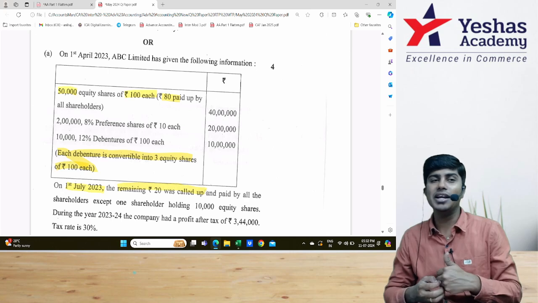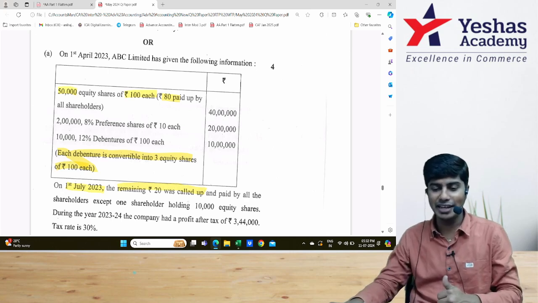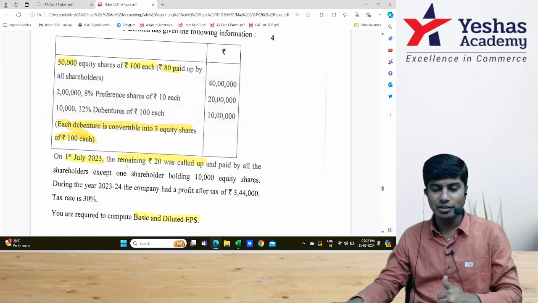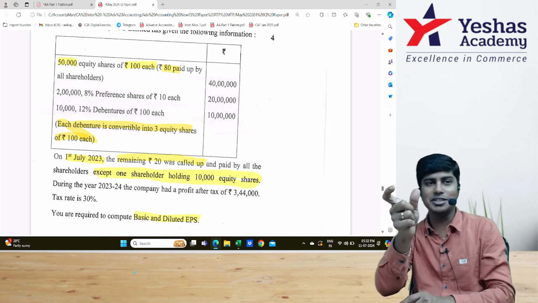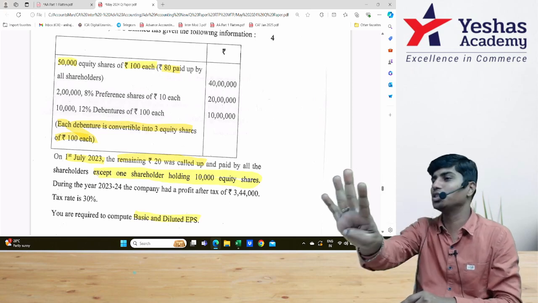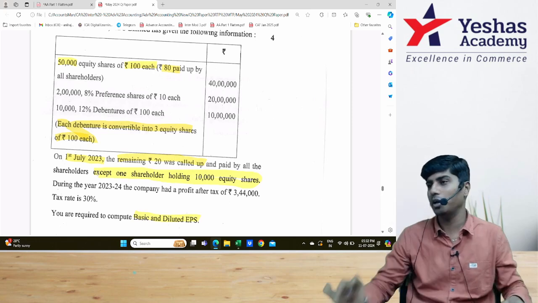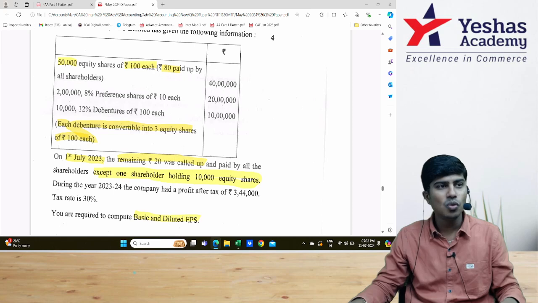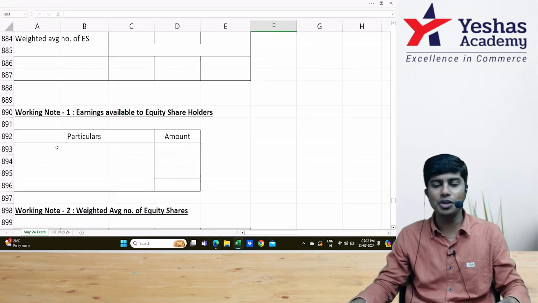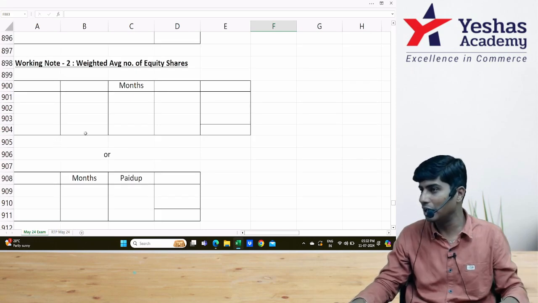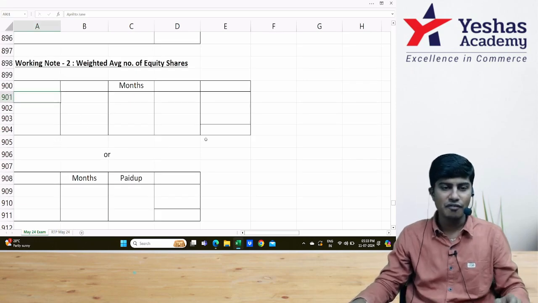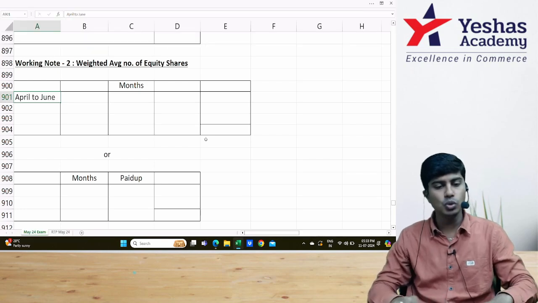But they are complicating it slightly more by telling us that all the shareholders paid except one shareholder who had 10,000 shares. So for the second 9 months, when you compute 100%, you will do it only for 40,000 shares. 10,000 shareholders won't pay. Come on, let's finish that computation of our weighted average number of shares. I'll show the same computation under multiple methods. Shall I? Yes, sir.